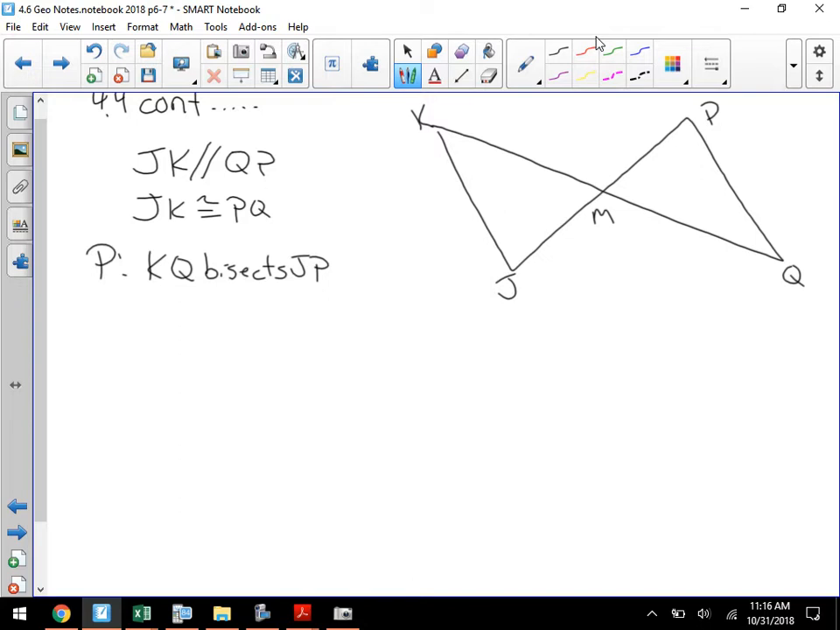So if something bisects a segment, what was that segment cut into? Cut into two. Are those parts equal or not equal? Two equal parts. So in order for us to say that this actually happened, we have to be able to show, well, if I'm bisecting segment JP, what two segments would have to have been congruent to each other? Very good. That means we'd have to show that JM is congruent to MP.